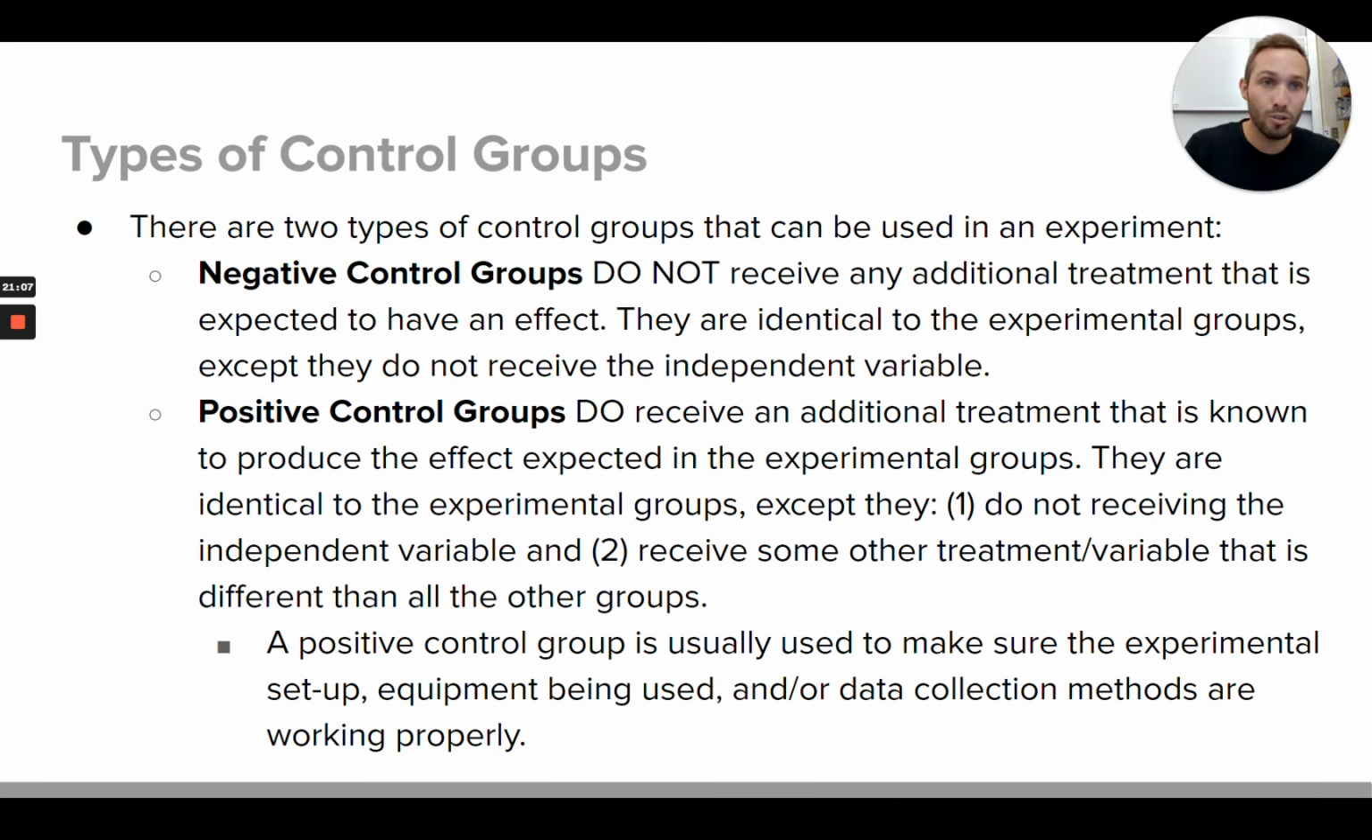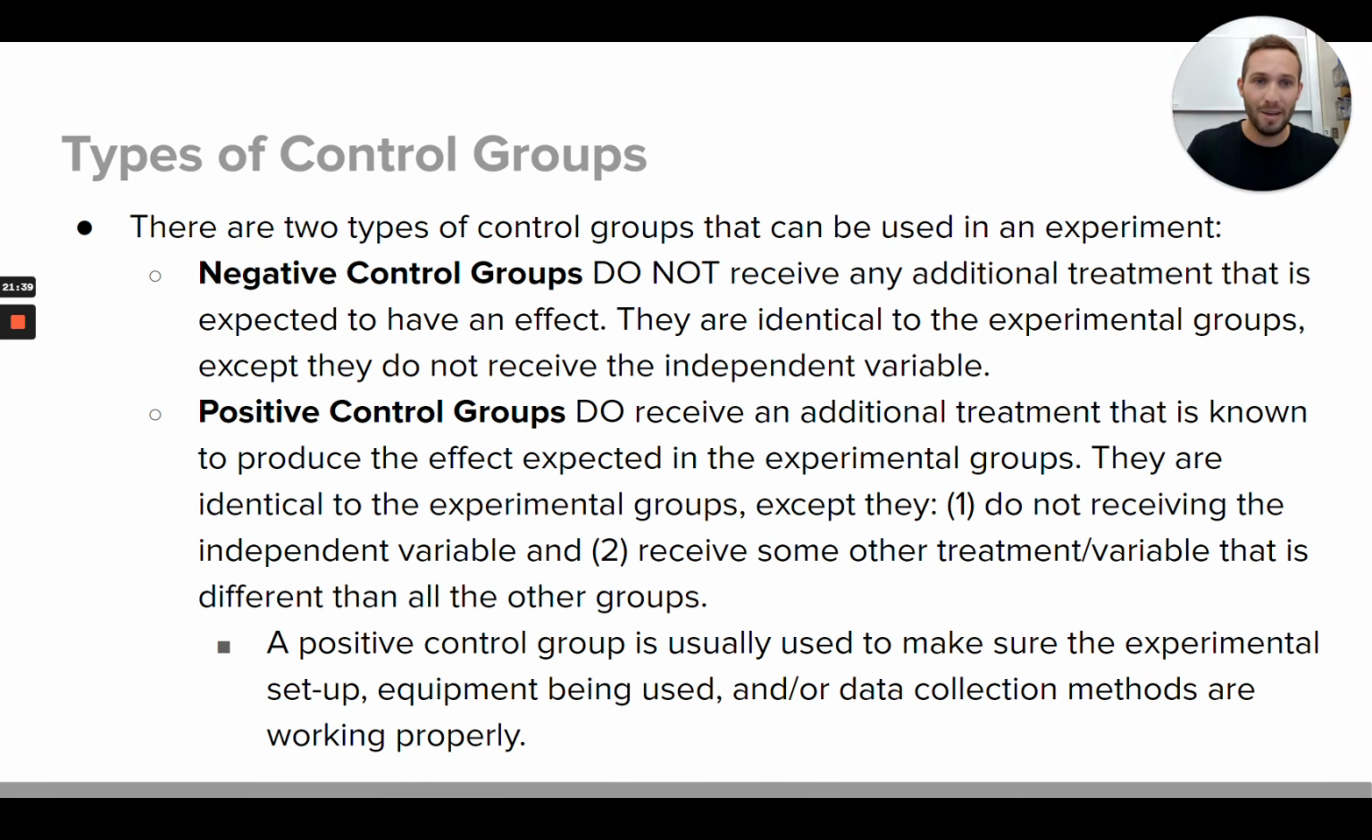Now in a positive control group, these get a little interesting sometimes. These do receive some kind of extra treatment that the other groups did not get. So this is a control group that actually gets something extra that no one else got. And that extra treatment is usually something that is going to produce some kind of expected, predetermined outcome for that group.